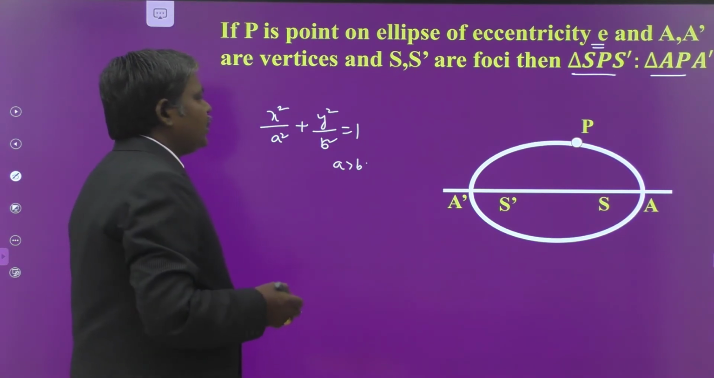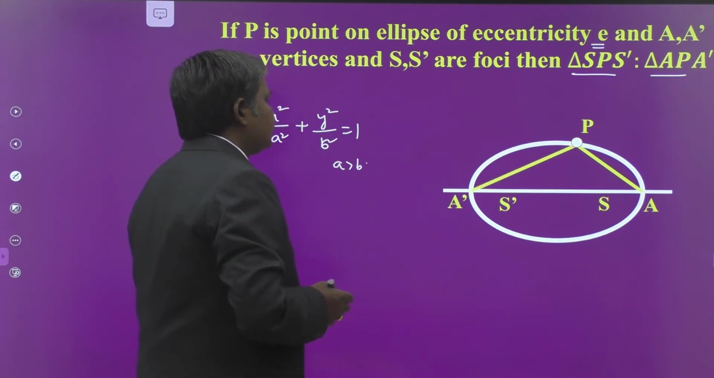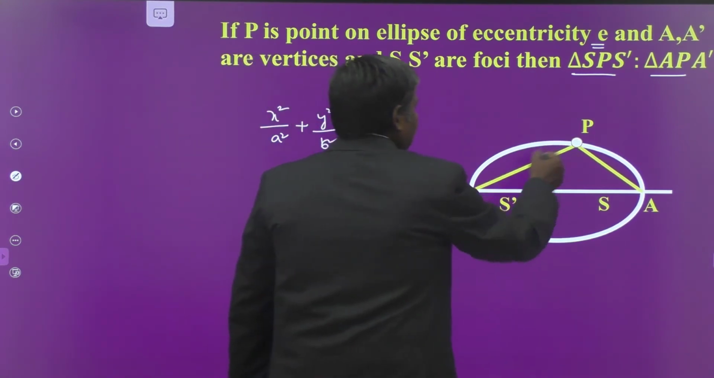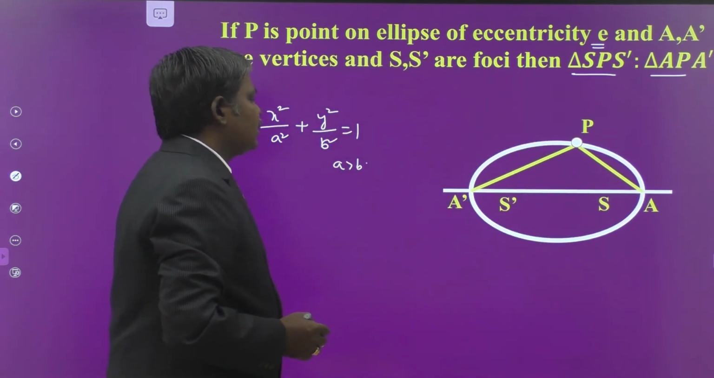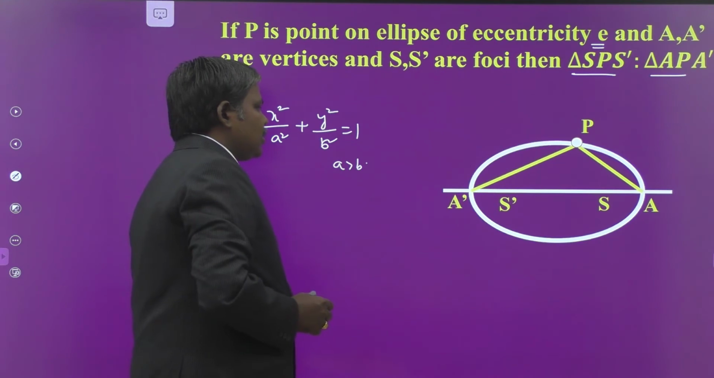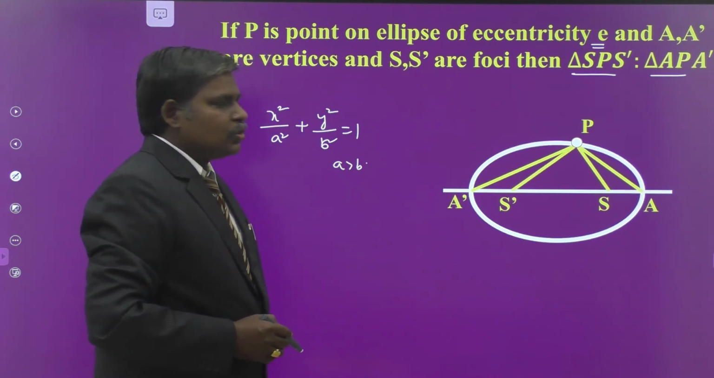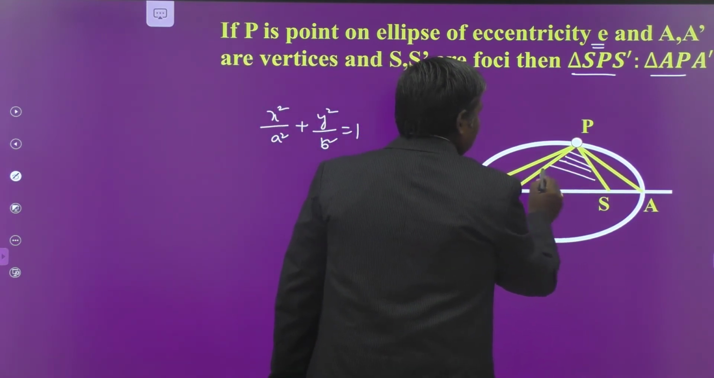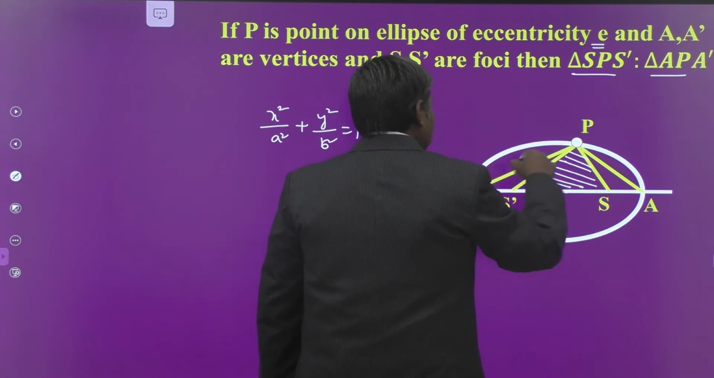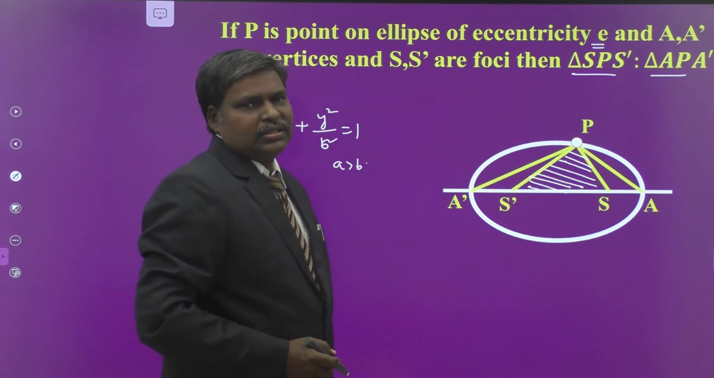So try to draw the figure. This is AP and this is A dash P. So we have the triangle A dash PA. Now again join S dash and S to P. This is SP, this is S dash P. So we have two triangles. This is one of the triangles and this is the other triangle. We have to find the ratio of these two triangles.